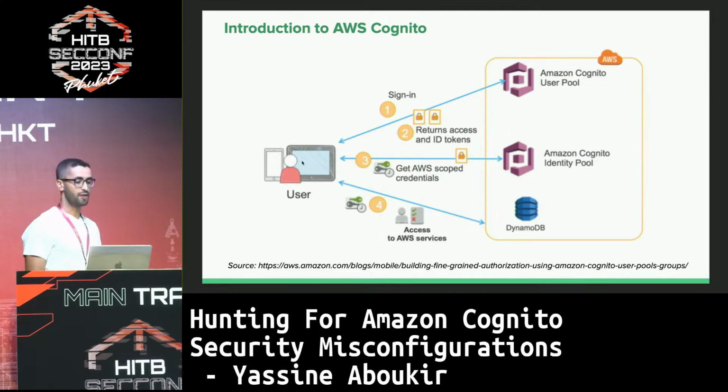And then the ID token will be used by the client to request temporary AWS credentials from the identity pool. As we mentioned earlier, the identity pool is for the authorization. So we exchange the ID token for temporary AWS credentials, which will be sent back to the client, and the client will use the temporary credentials to access AWS services like DynamoDB, S3 buckets, API Gateway, and whatever.